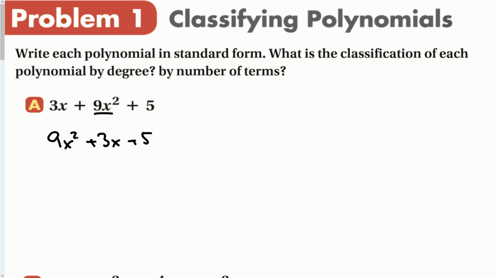So this is x squared. So that is a quadratic. And it's 1, 2, 3 terms. Quadratic trinomial.